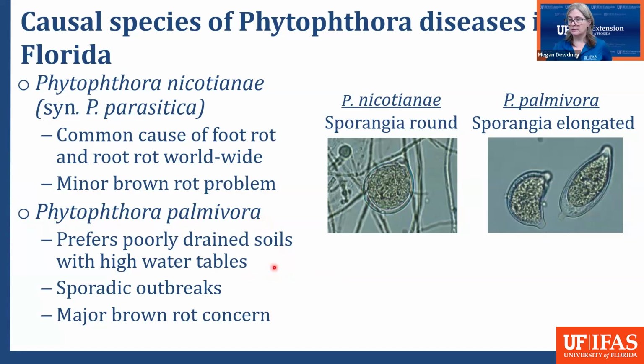soils, but it can sometimes be found where you do have good drainage with those high water tables. These cause sporadic outbreaks, particularly in root rot, but it can be a major brown rot concern. So this is Phytophthora palmivora sporangia. You can see they're lemon shaped, so they're pretty easy to distinguish when you're looking at them under a microscope.